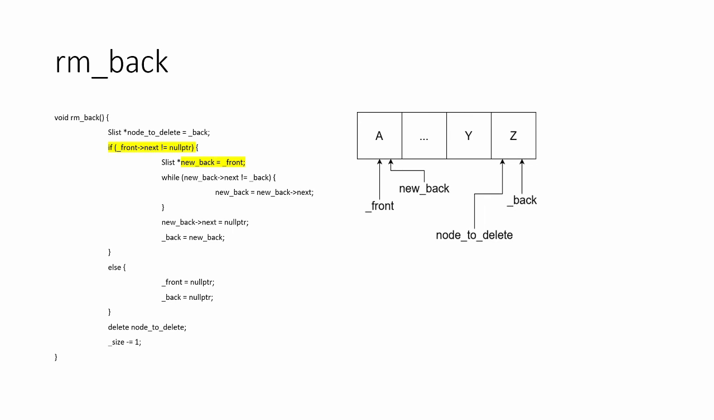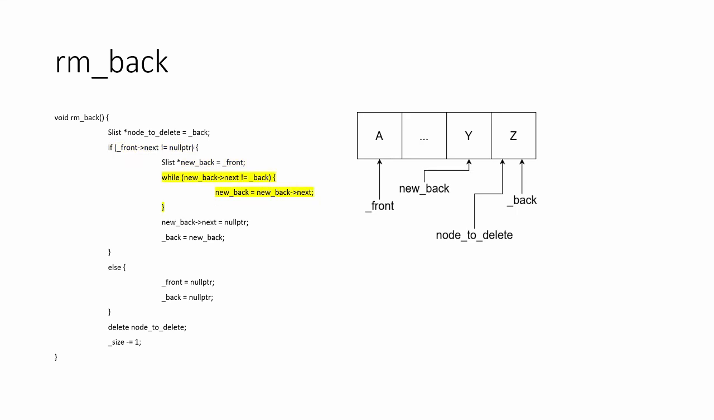So what I do is I create something called new back, and it's equal to our front. It could be the case that if there's only 2 elements, our front can be the second to last. Right, so if that's the case, then I skip the while loop. In the case that there's more than 2, or you know there's 20, I need to find a way of getting to the 19th node.